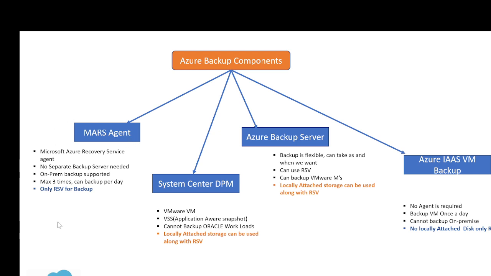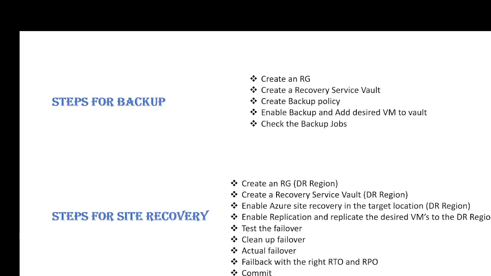If you want to back up your on-premises servers, say you have one server or 100 servers on-premises, and you don't want to use a separate backup server or backup technology, you can install an agent on the on-premises server and back it up to the Azure Recovery Services vault. That is the MARS agent. System Center DPM is locally attached. Nobody is using it nowadays, but what I have explained is enough. This is not much important.